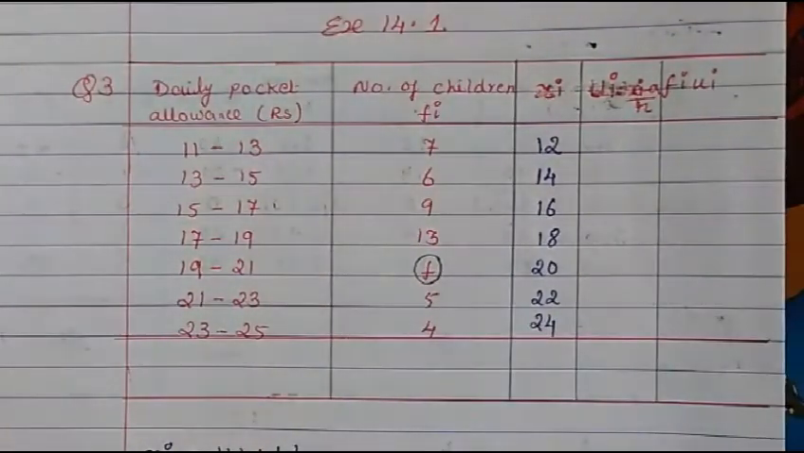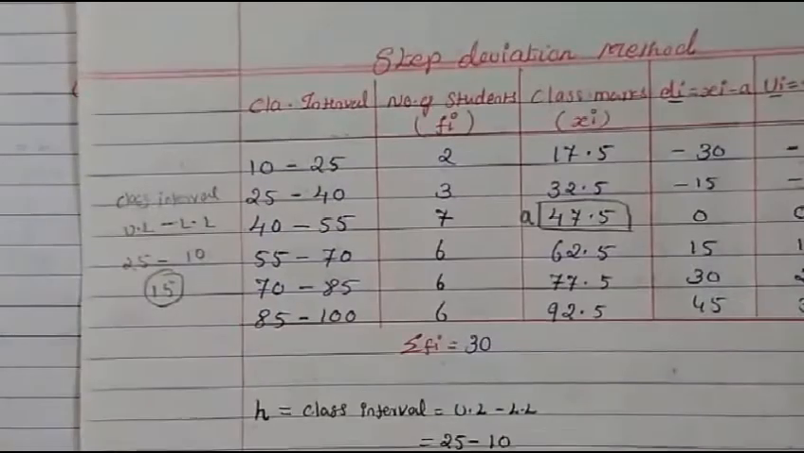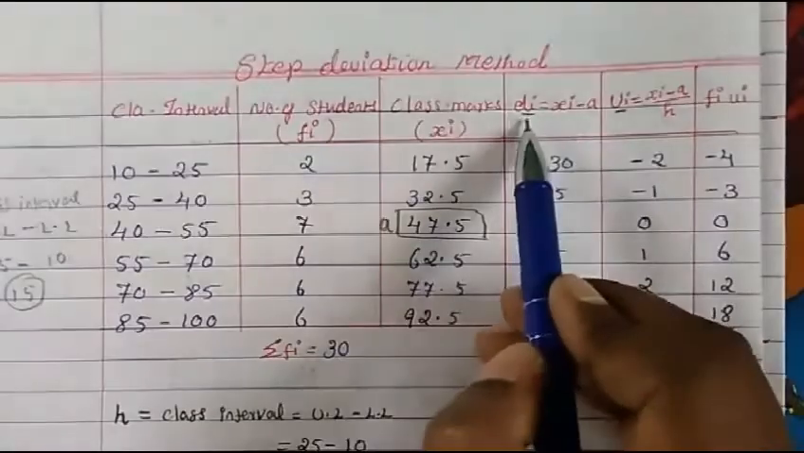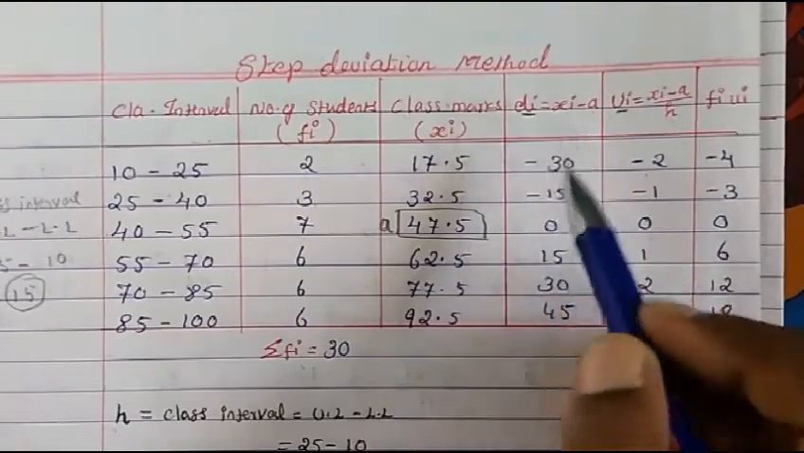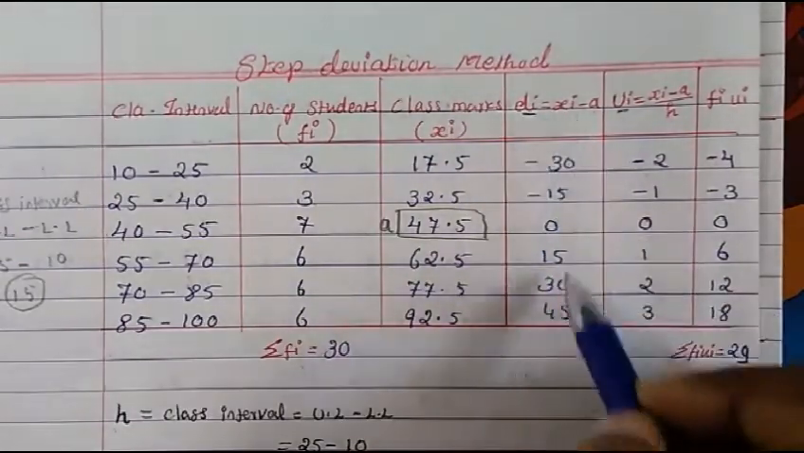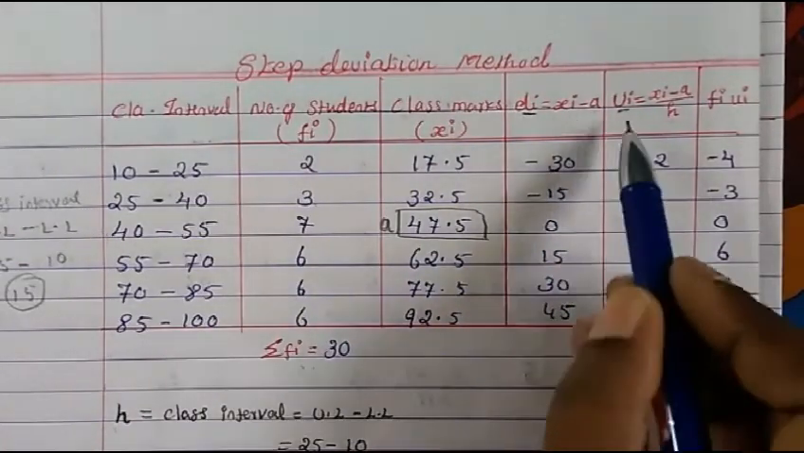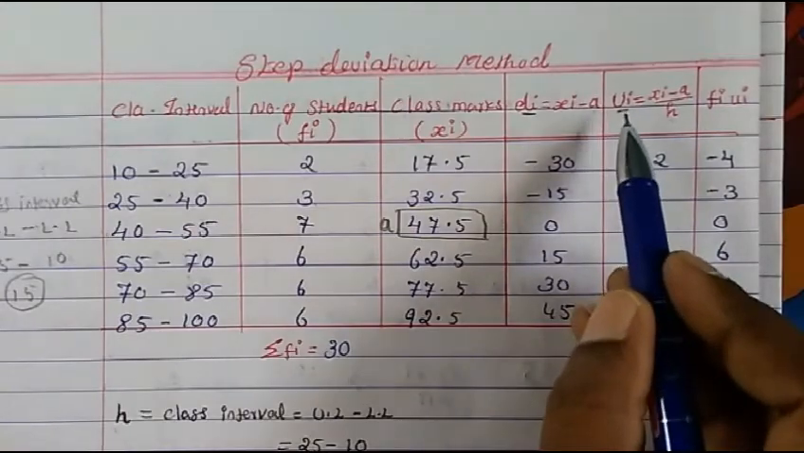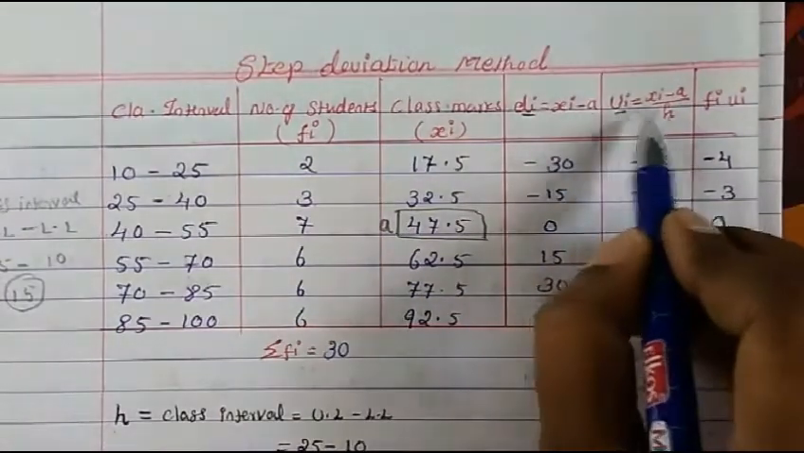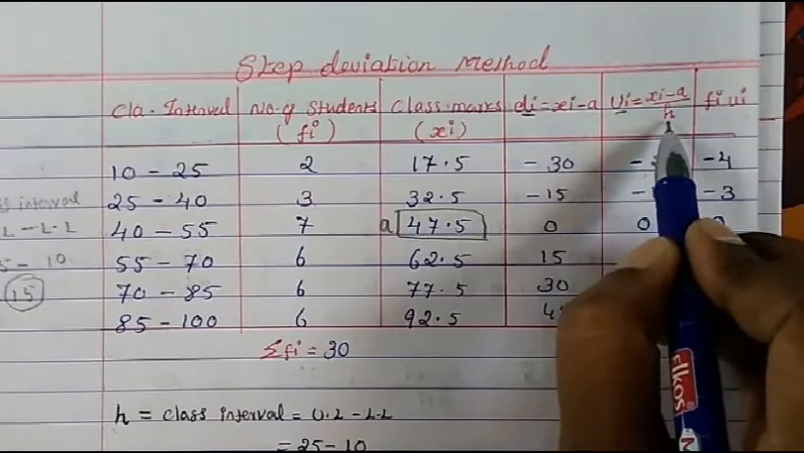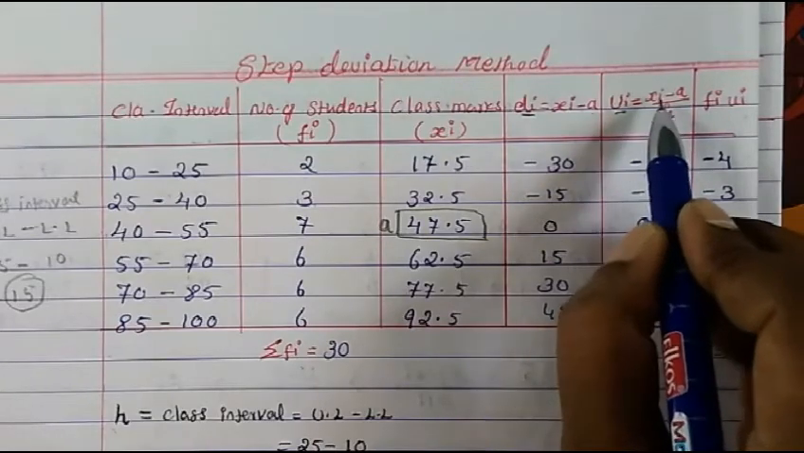Once you get xi, I told you in the introduction of the step deviation method to write down di. But when we have no time, you can just skip this column and directly write ui. So what is ui actually? Xi minus a upon h. H, you know, is the class interval.